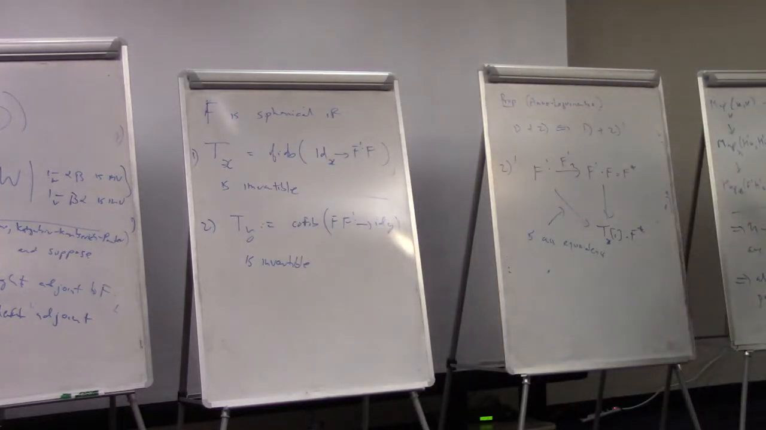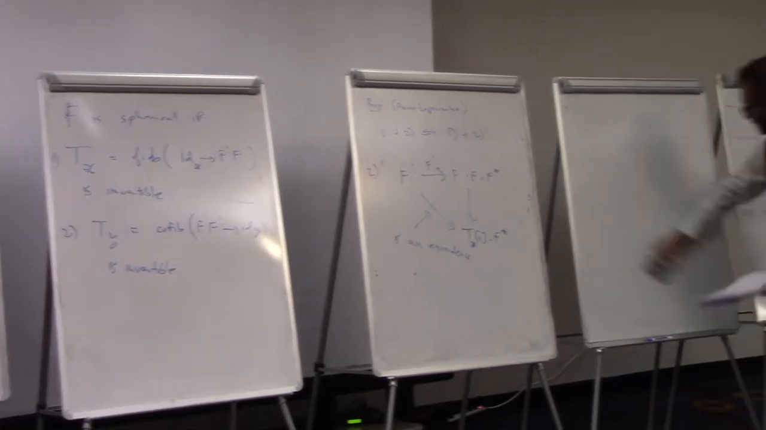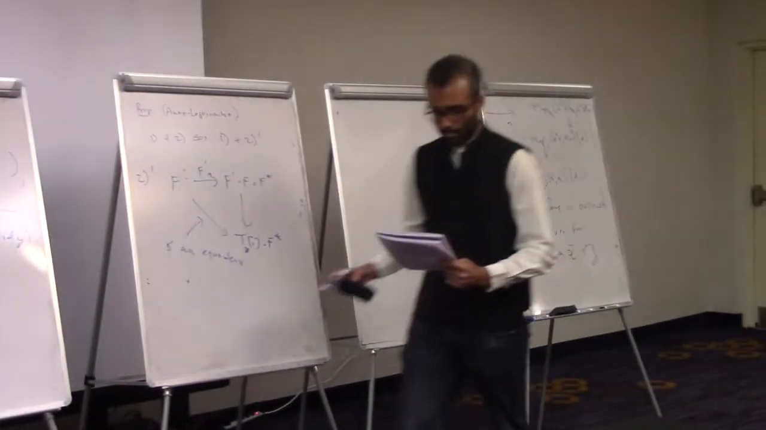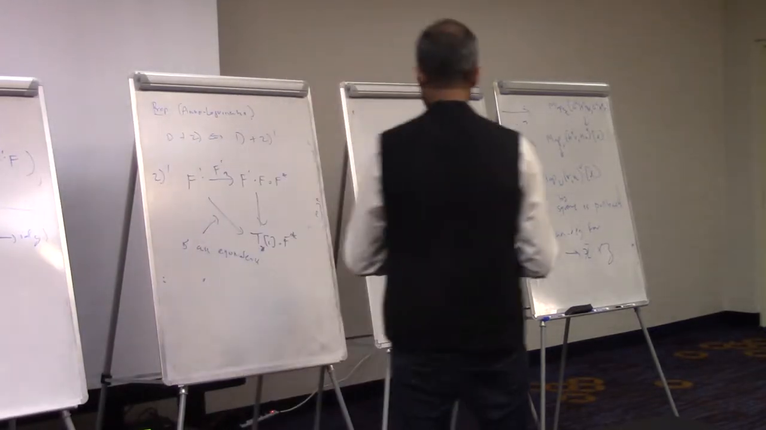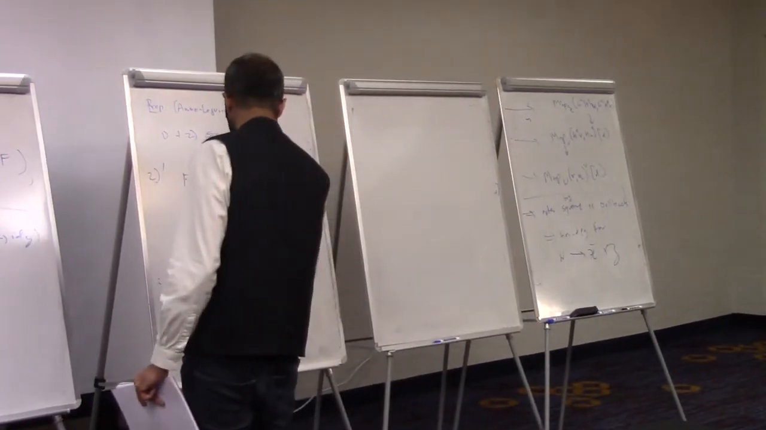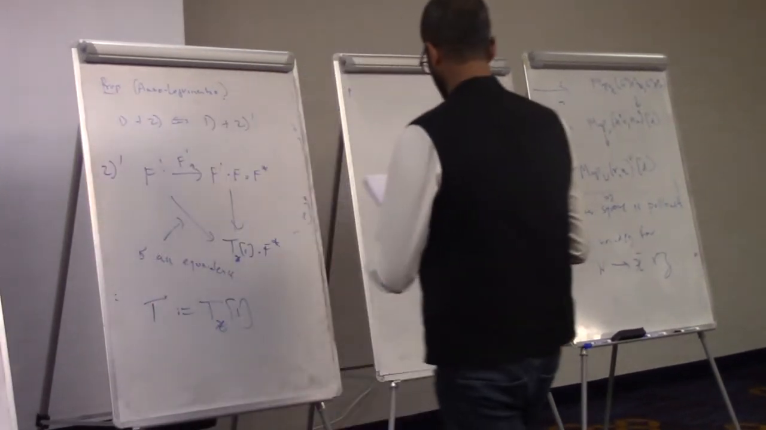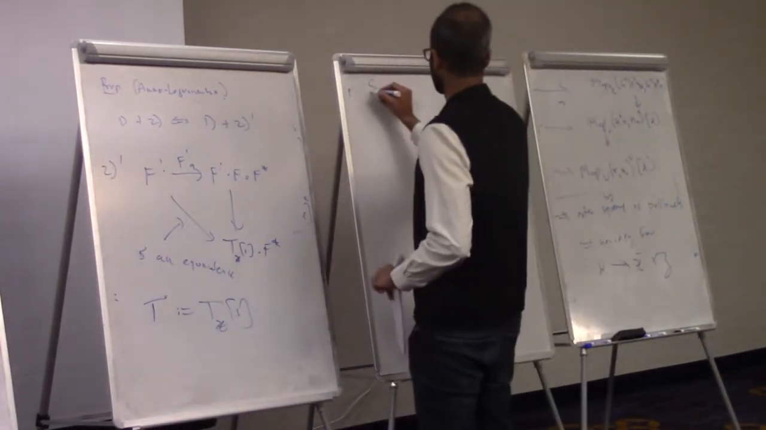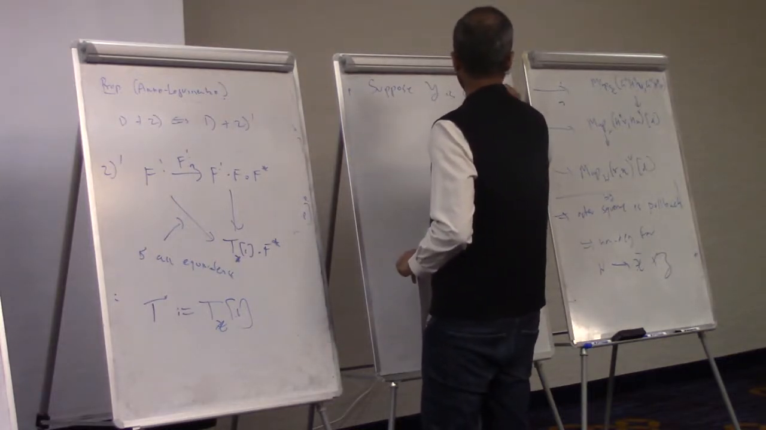Okay, so here's our attempt to understand how to reformulate what a relative Calabi-Yau structure is in the language of spherical functors. Let me just set T equal to T_X shifted by 1. And suppose that Y is Calabi-Yau of dimension d.